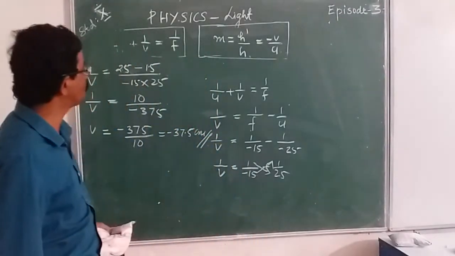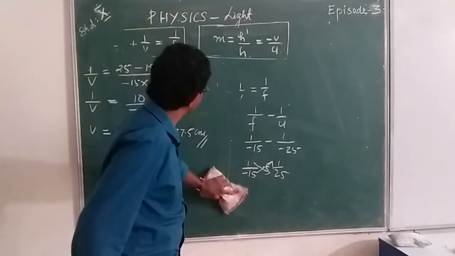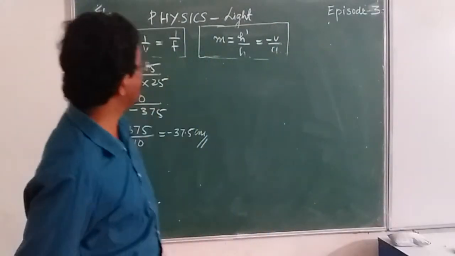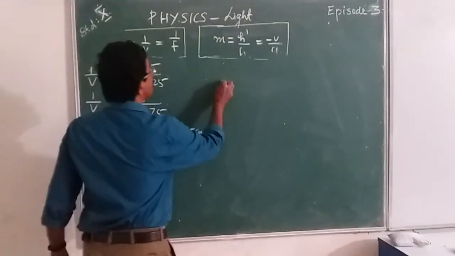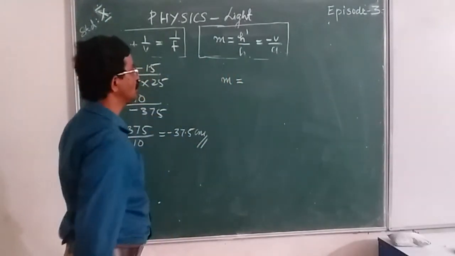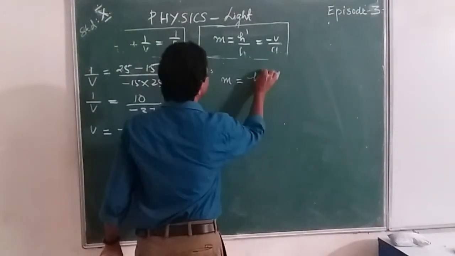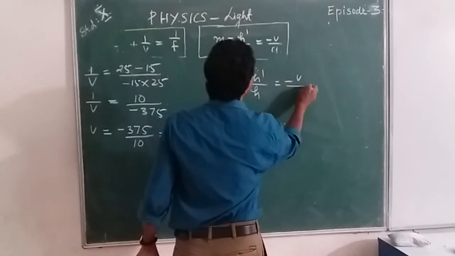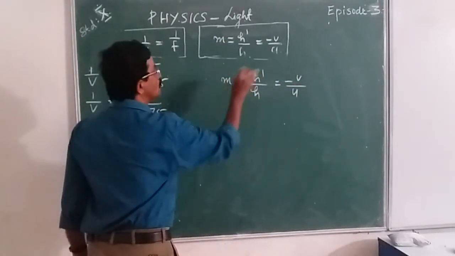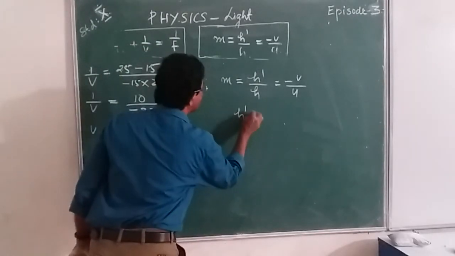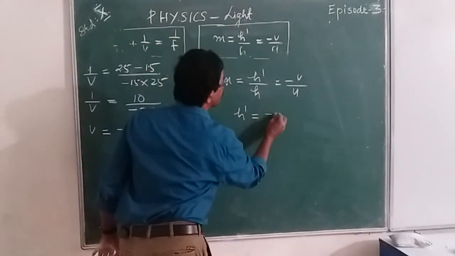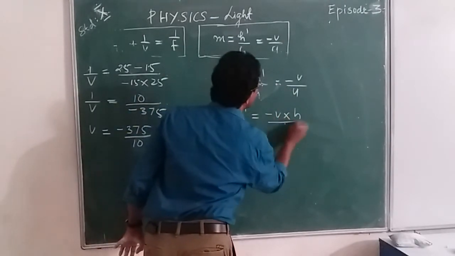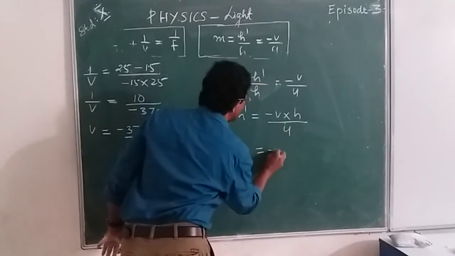Now one more thing we want to find here, that is the height of the image. We know magnification M is equal to h dash divided by h, that is equal to minus v by u. Here we can find out h dash. Height of image h dash is equal to minus v into h by u.